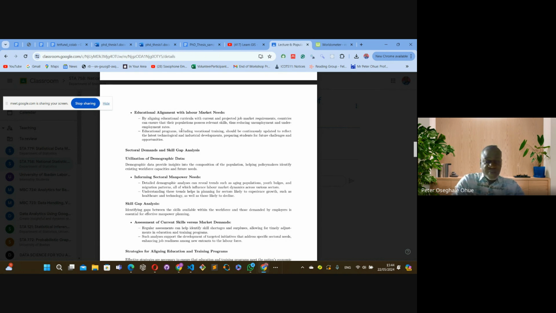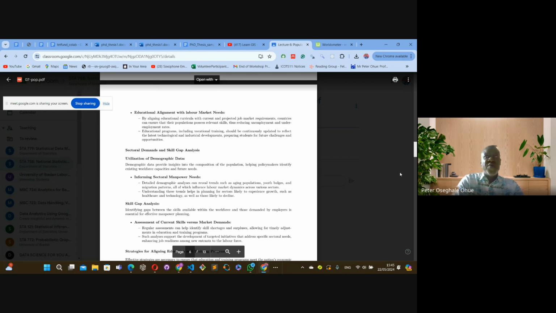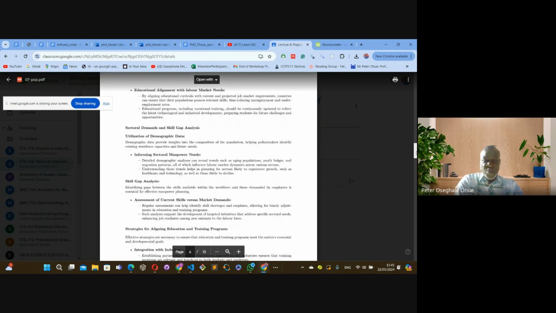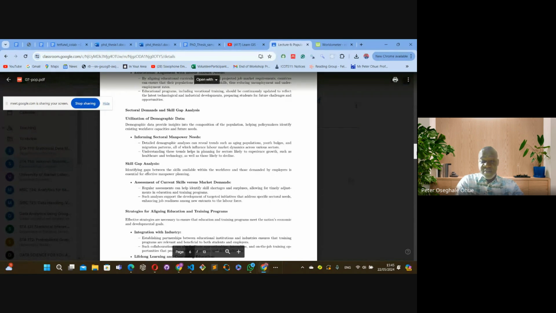Then we have educational programs, including vocational training, which should be continuously updated to reflect the latest technological and industrial developments, preparing students for future challenges and opportunities. We've had instances of computer science graduates who never even used the computer. In my own time, we were doing computer programming, but we were not using a computer; we were just writing code that we did not even understand. We only needed to memorize it properly and then drop it, because sometimes even the person marking it did the same thing. But the whole dynamics has changed, and we must begin to look at that.